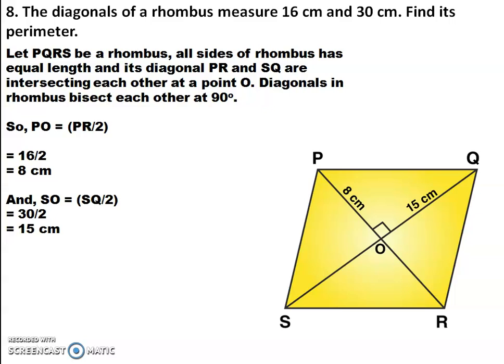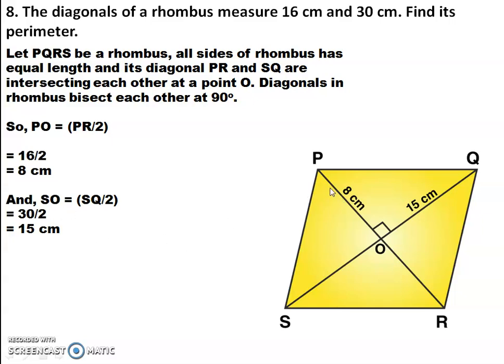And another peculiarity is when they cross each other, they are equally divided into 2. If PR is 16, PO will be 8 and OR will be 8. If QS is 30, SO will be 15, OQ will be 15. So, 2 properties. The diagonals of a rhombus cross each other at 90 degrees and they are divided into 2 equal parts. Okay. So, PO equal to PR by 2. I told you it's 8 centimeter and SO is equal to 15 centimeter.